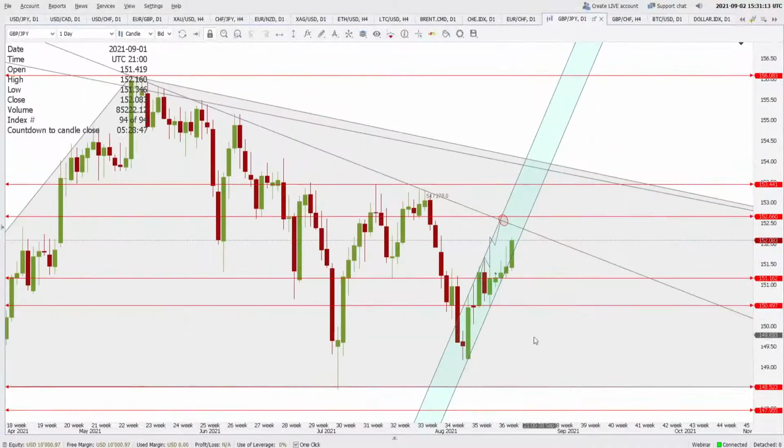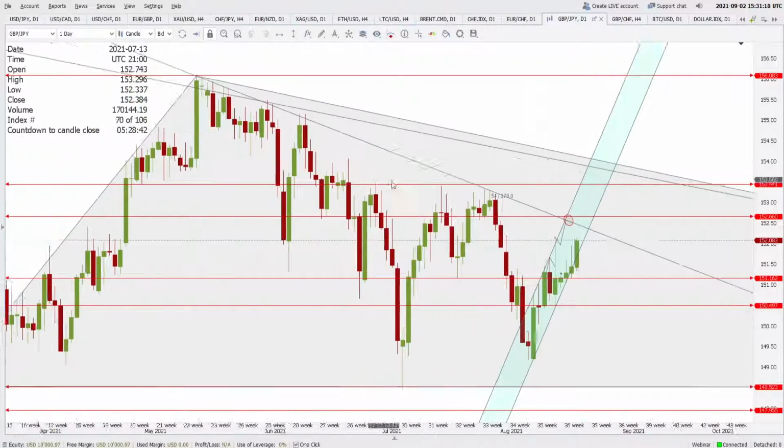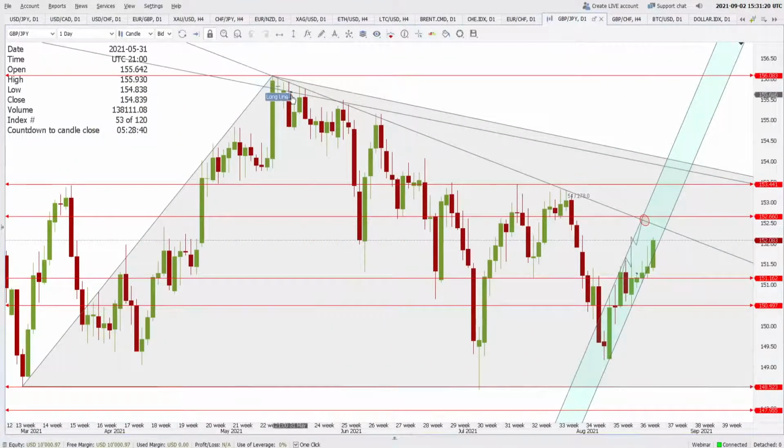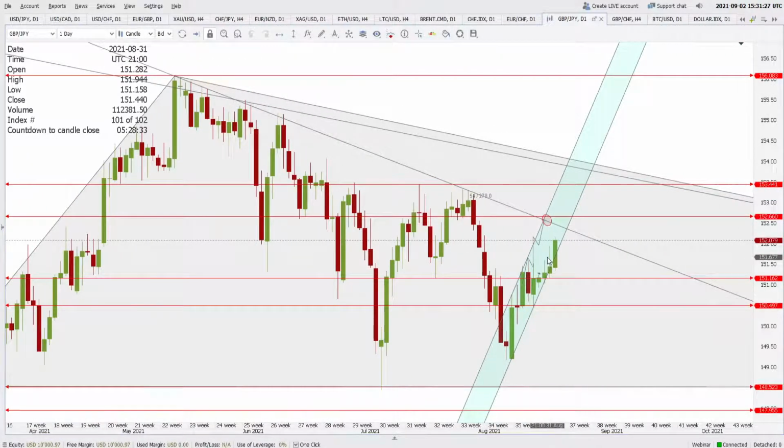GBP JPY is actually recovering very quickly and is going to test this falling trend line. It is actually an established falling trend line. Every time the price went to this line, it was rejected. So I'm expecting the price to get rejected again when it goes to 152.38 this time. And if it gets rejected, we will be looking for 151.16 and 150.49 as the targets on the downside.